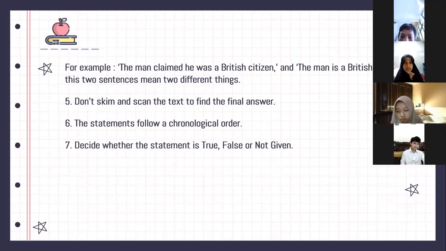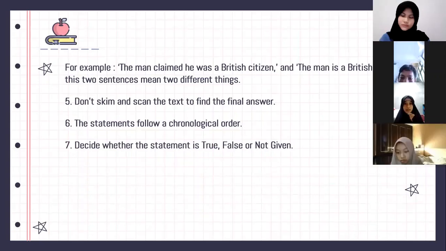And the last one is decide whether the statement is true, false, or not given. If the fact matches the reading, then it's true. If the fact contradicts the information in the reading in some way, then it's false. If the fact is not mentioned or cannot be inferred in the reading, then it's not given.